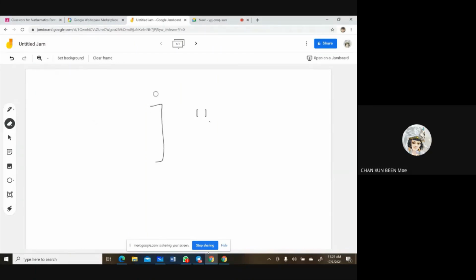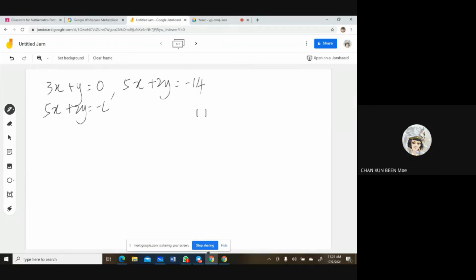If you have your book, you open up your book. That's on page 63. This one I cannot write off. That is 3x plus y equals 0 and 5x plus 2y equal to negative 14. So if you copy it down here, it will be easier for you to arrange it in the matrix form. It's easy to get the answer, right?